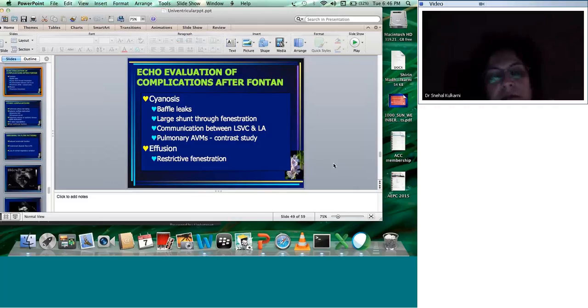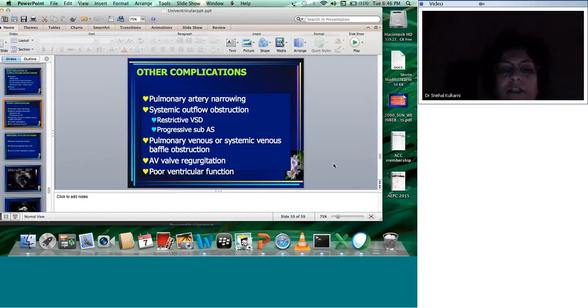Effusions, the persistent effusions after Fontans are very common, and sometimes this happens because you have a little higher pulmonary artery pressures and pulmonary vascular resistance and your fenestration is very restrictive. Then you may have these effusions, and you have to see the fenestration which is restrictive.